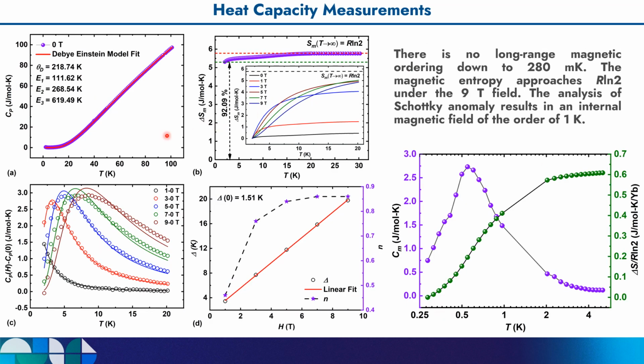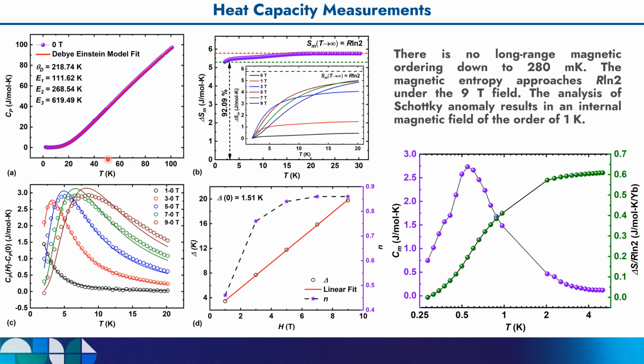Coming to heat capacity measurements, we didn't find any lambda kind of anomaly down to 280 millikelvin. It would have been characteristic of a long range magnetic ordering. Further, if you see the magnetic entropy under high magnetic fields, more than 5 Tesla, it is approaching Rln2. It is again telling the ground state is J equal to 1/2.